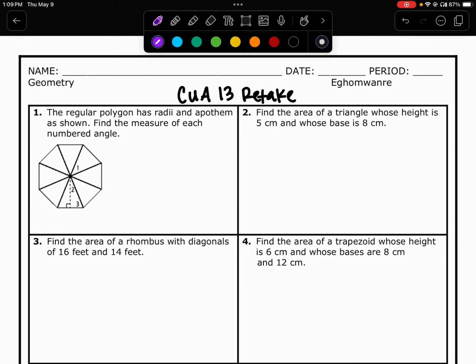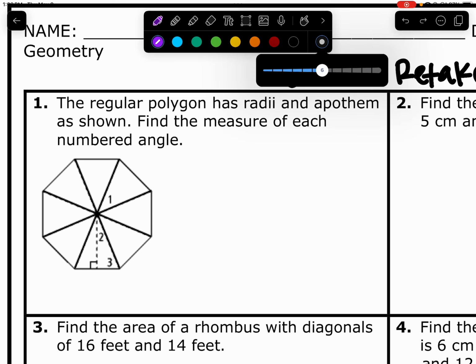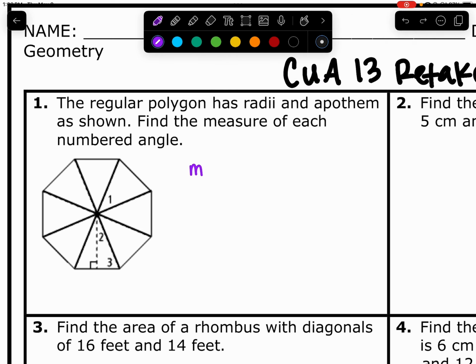CUA 13 retake. Number 1. The regular polygon has radii and apothem shown below. Find the measure of each numbered angle. So let's start with the measure of angle 1, which is right here.